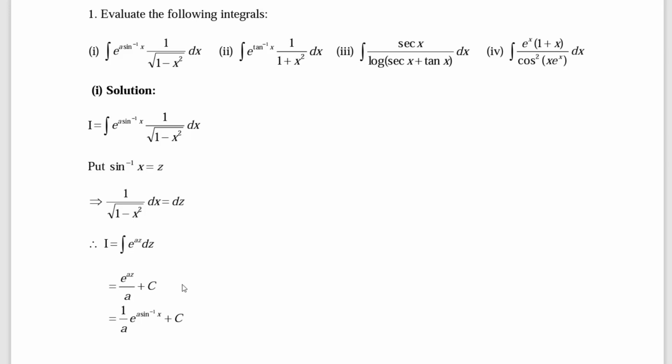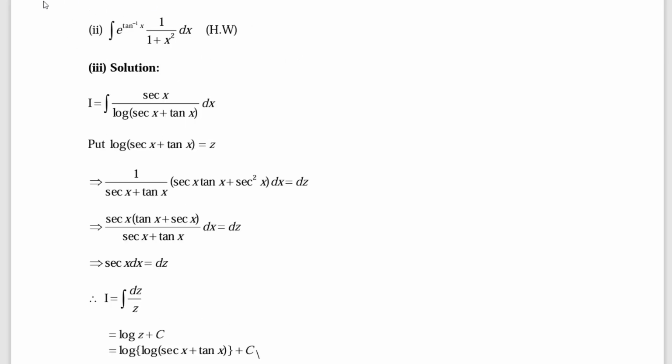Lastly, we have to just replace the value of z with the given thing which we assumed a while back, which is sine inverse x. So we have written sine inverse x in terms of z, so this is our answer. Now your task is to do number 2.